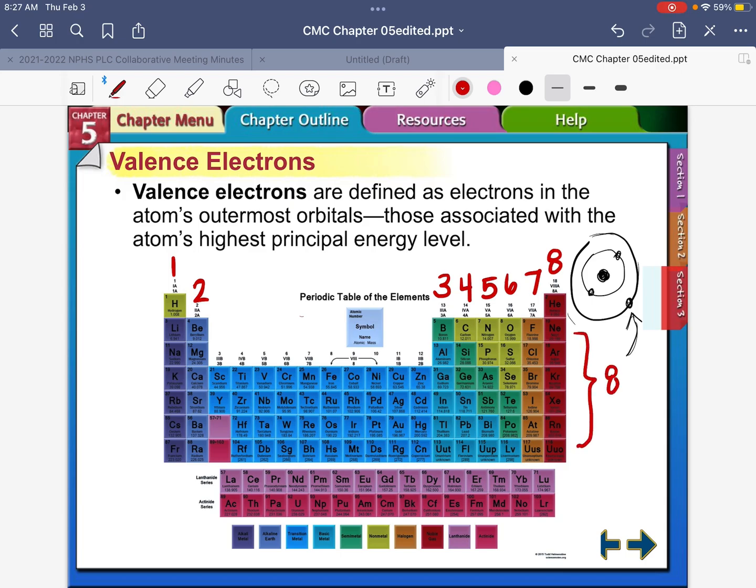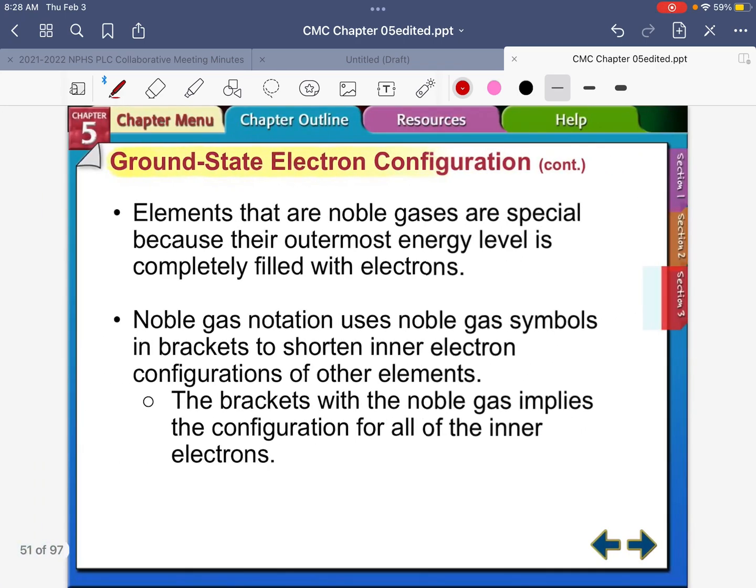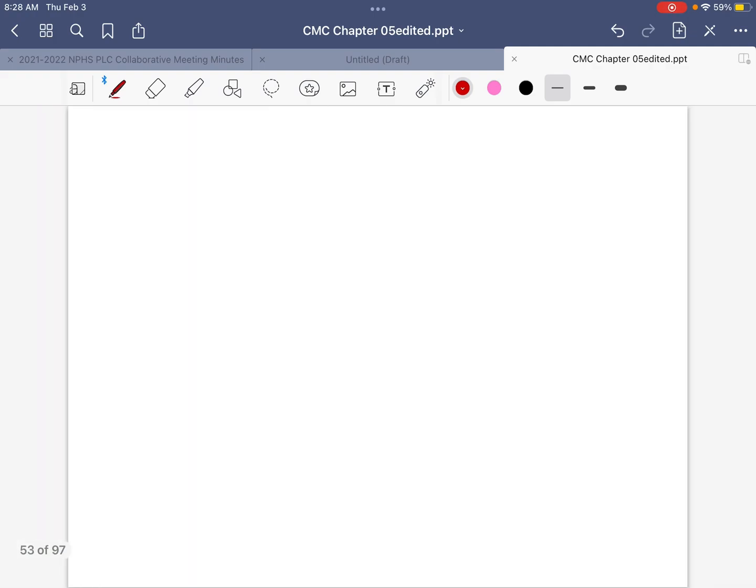And the reason why is because helium only has 2 valence electrons. It only has 2 electrons total, so there's no way it can have 8. So this here, again, has 2 valence electrons because it only has 2. But everything else has 8. All right, so let's go back to our electron dot structures.